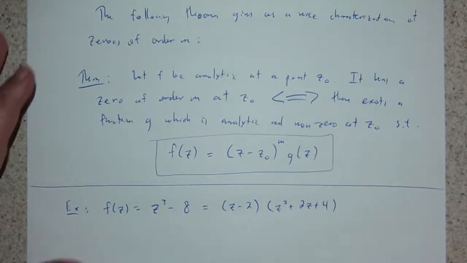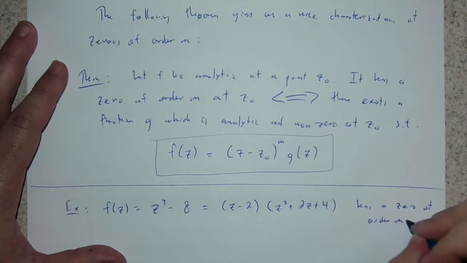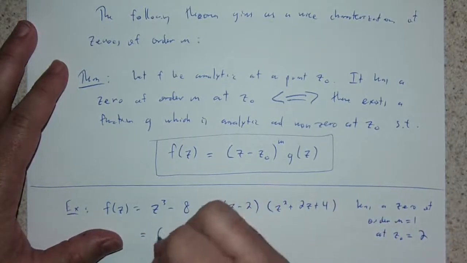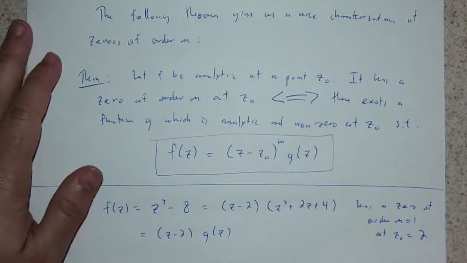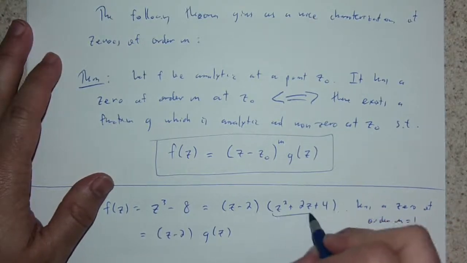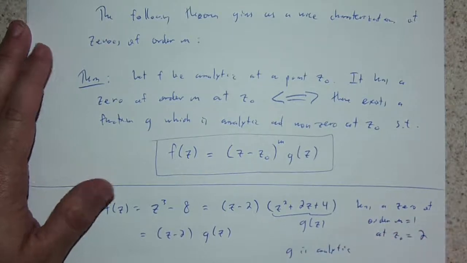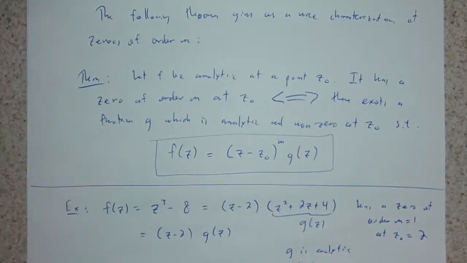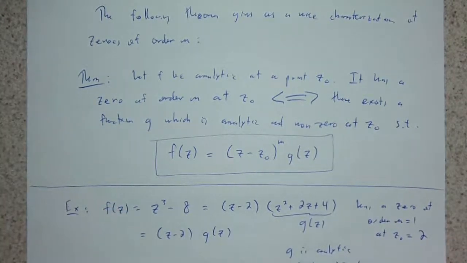So this has a zero of order m equals 1 at z naught equal to 2, since I can write this as z minus 2 times g of z, where g is analytic. It's actually entire, but g is analytic at 2. And also g of 2 is non-zero. It's actually 4 plus 4 plus 4, so it's 12.